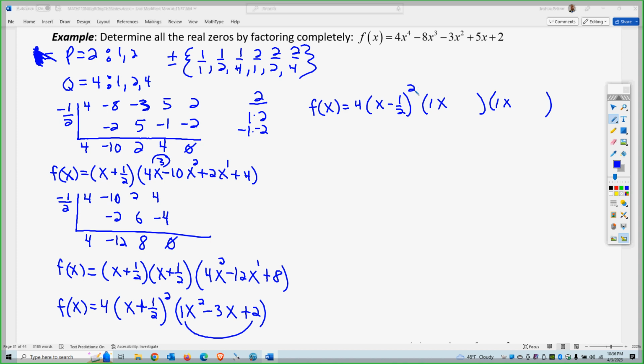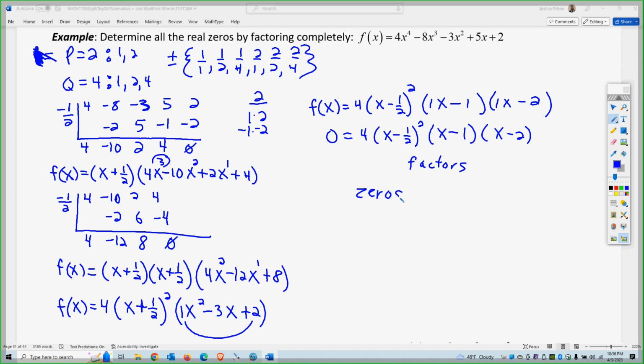Okay. So what did I say? -1, -2? So -1 and -2 will actually work. Perfect. So those are the factors, right? So 0 equals 4 times (x plus 1/2) squared, (x minus 1), (x minus 2). So those are the factors, right? Okay, so the zeros are x is -1/2, 1, and 2 if you solve all of those. Okay. All right. So I think we're good there.